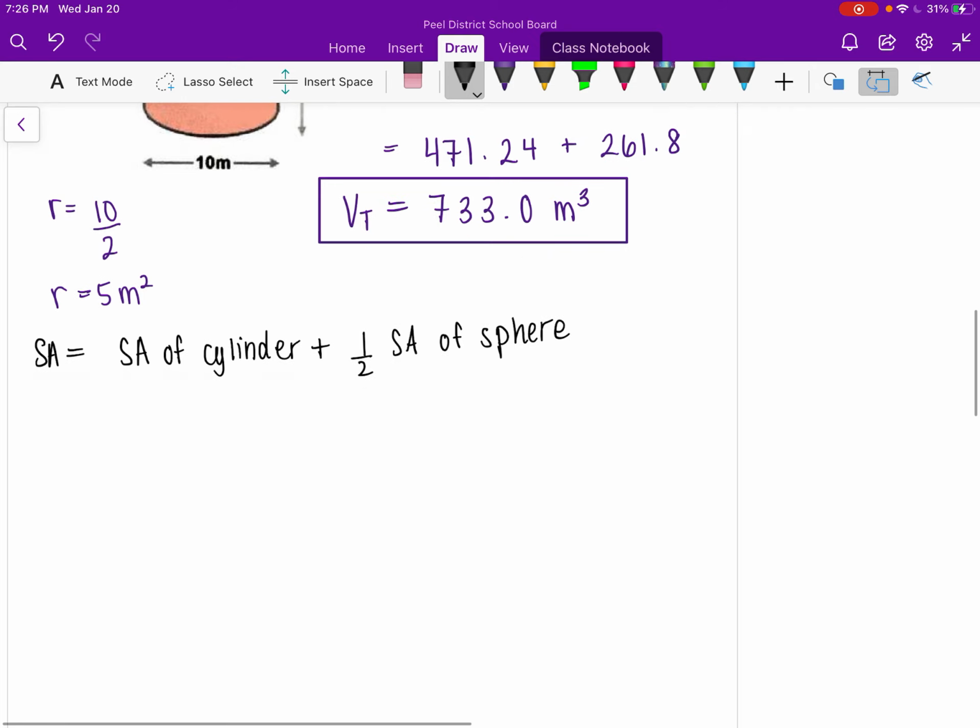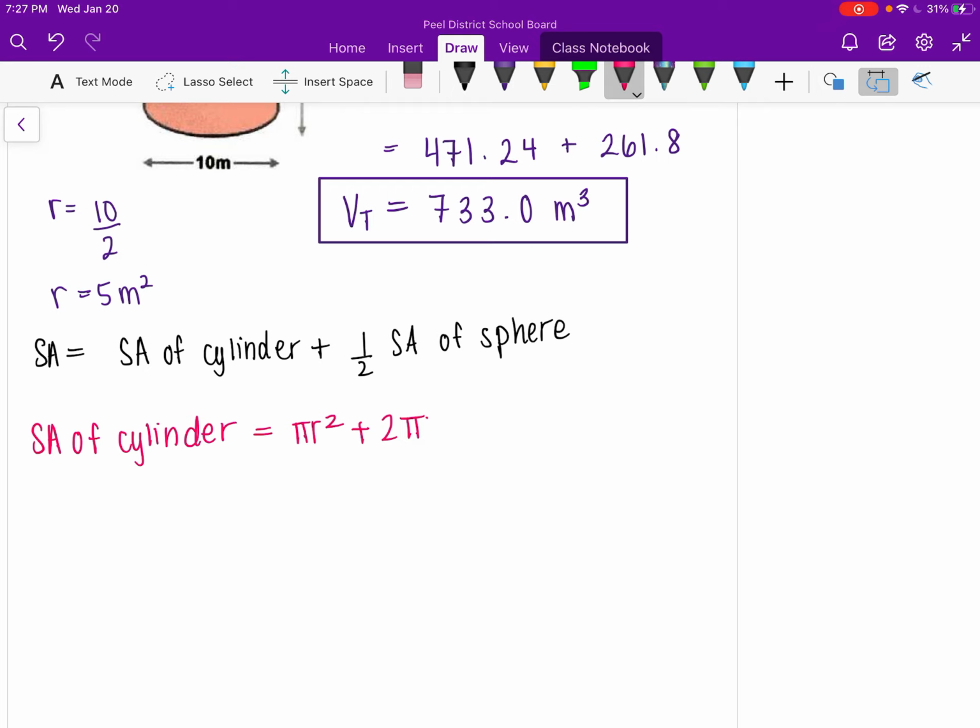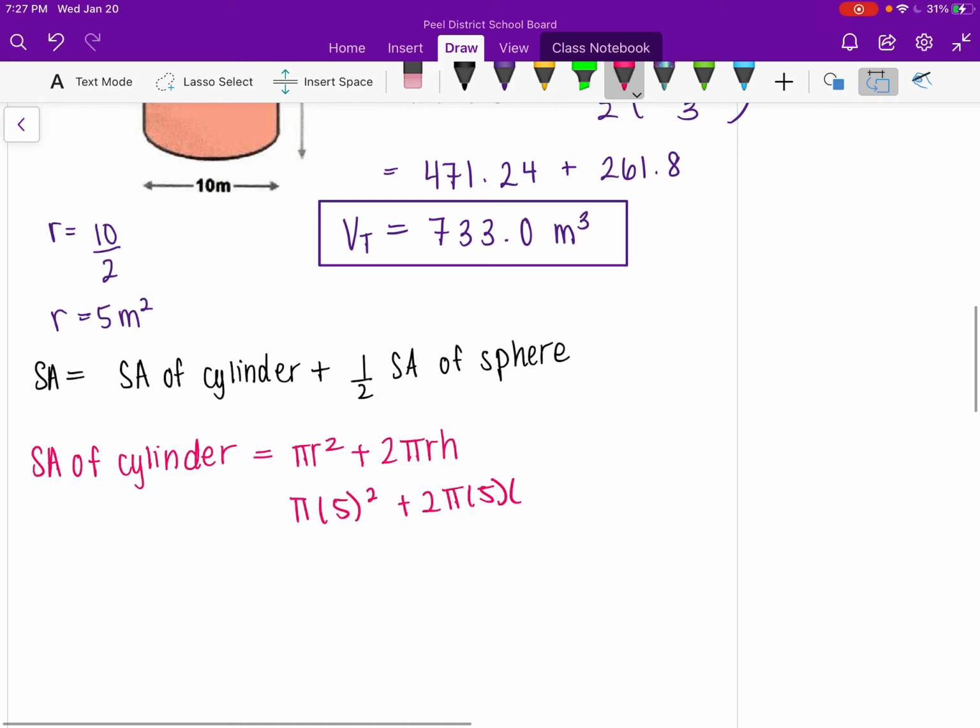So let's find the surface area of the cylinder. I'm going to put this in red. The cylinder only has one side. So you're going to take the area of the base, which is just pi r squared, plus the area of the lateral surface, which we know is 2 pi r h. Let's put in the numbers: pi times 5 squared plus 2 pi times 5 times the height, which was 6.